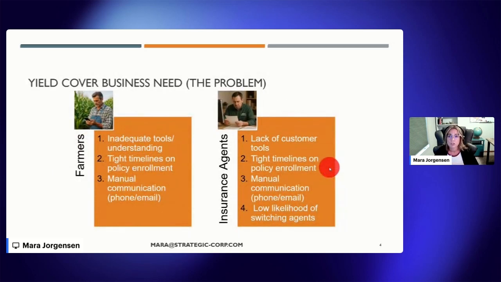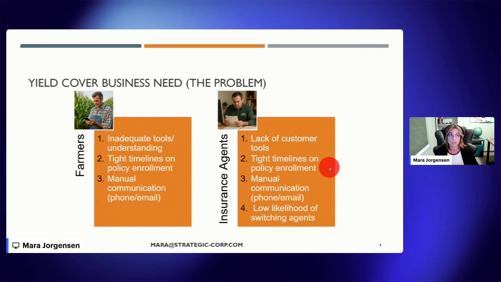There are 2 sides of the coin here, and each side has problems. So the farmers have problems and the insurance agents have problems with their current workflows. The farmers have an inadequate set of tools and understanding of what they can actually utilize in their crop insurance. There are also tight timelines on policy enrollment.